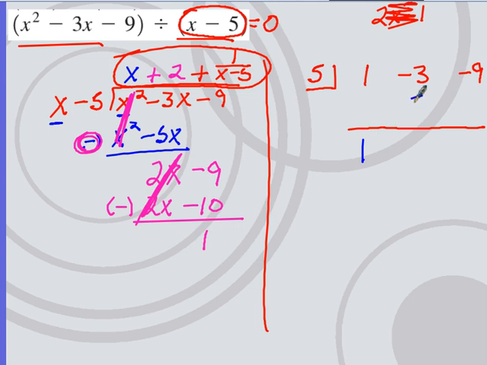5 times 1 is 5, and we write it below the negative 3. We're just going to keep working our way over. Negative 3 and a positive 5, when you combine those together, gives you 2. The number now below the line, we multiply by the 5, and it gives us a positive 10. Again, negative 9 and a positive 10 gives me a positive 1. And I always write that last number in a box as well.